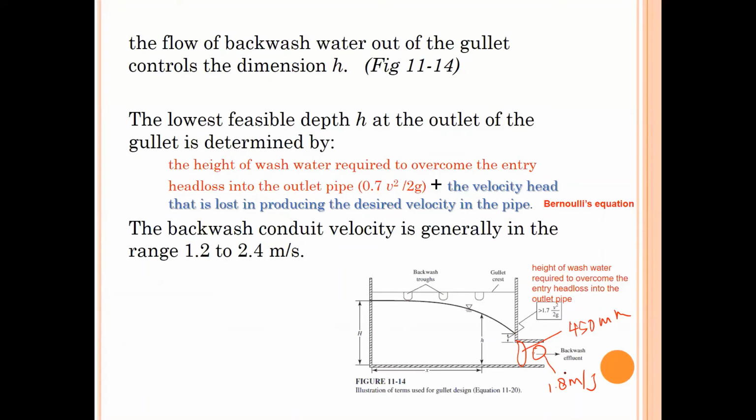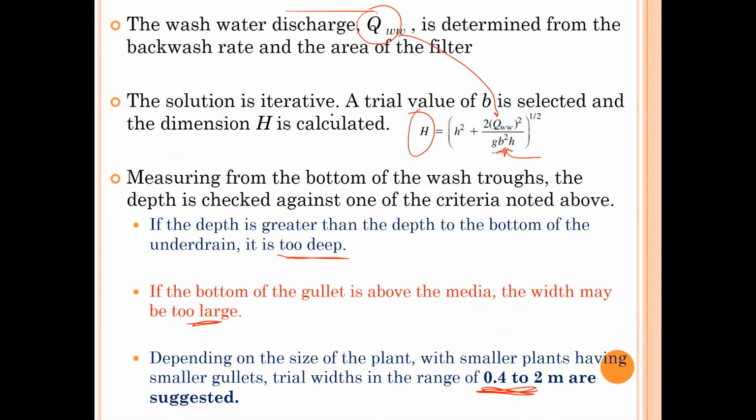Now, it means that if we know the velocity, we can calculate this factor, and also we can calculate the velocity head here. It means that we can find the small h because this data is given, and because the wash water discharge is already calculated. So with the value of h given, we can select the value of B to calculate the capital H or big H.